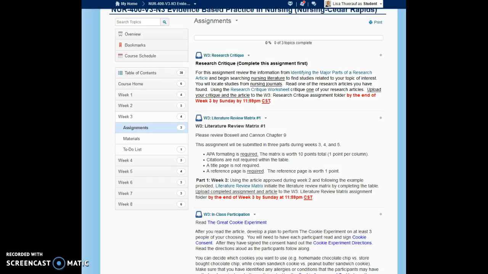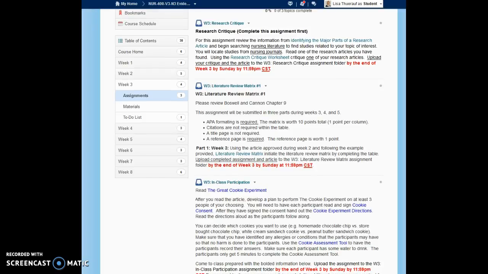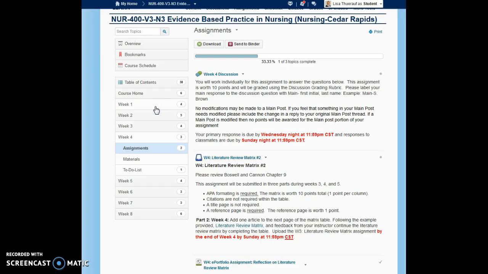We'll also get discussing the cookie experiment that you're going to do and bring back and discuss information in week 4. In week 4, we're going to look at data. So we're going to have a discussion again. It's going to be about the cookie experiment. You're also going to do another literature review matrix section. So you're going to take a second article and do the same thing.